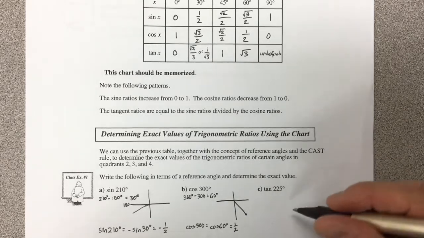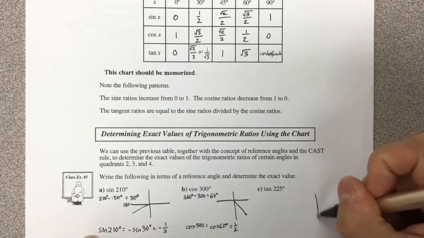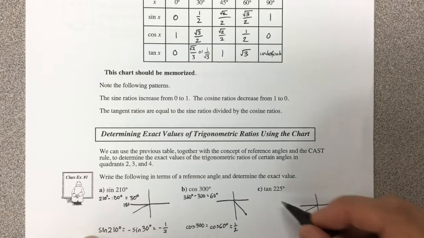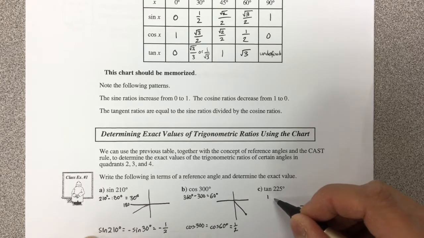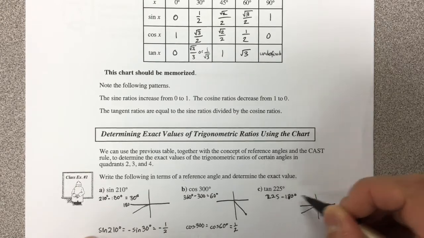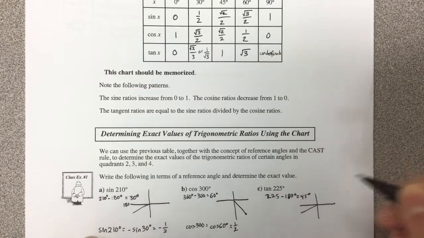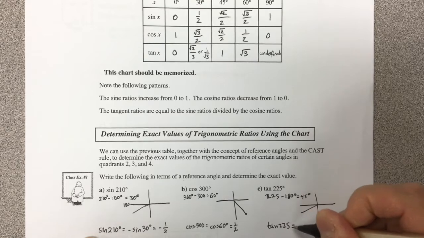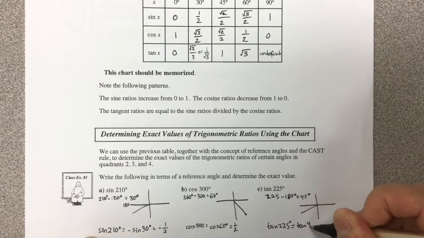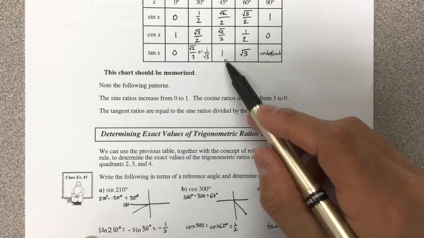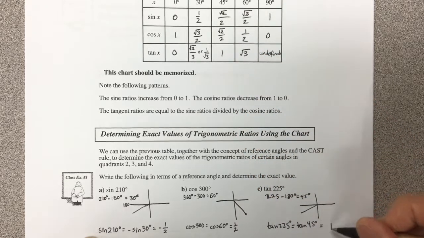Tan 225. Now, tan 225 is going to be in this quadrant, quadrant 3, where my tan ratio is positive. We're going to have the reference angle 225 minus 180 degrees. We have a reference angle of 45 degrees, which again is positive, so tan 225 is equal to tan 45 degrees. And if we look at 45 degrees here, for my tan ratio, that's equal to 1.